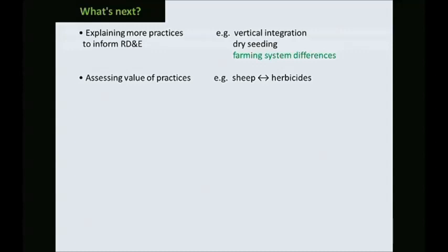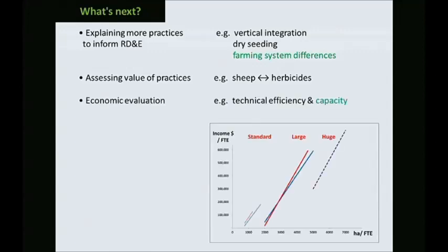So, for instance, I mentioned on-farm grain storage, dry sowing, and other farming system differences. Also useful to assess the value of practices. So for economists, that's important. For instance, how much herbicide are you saving because you've got sheep? Things like that.